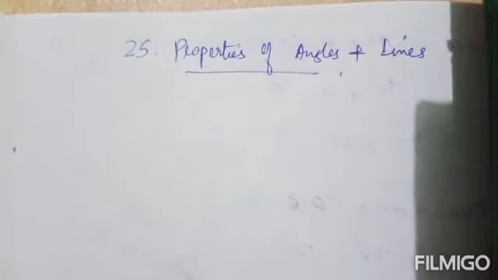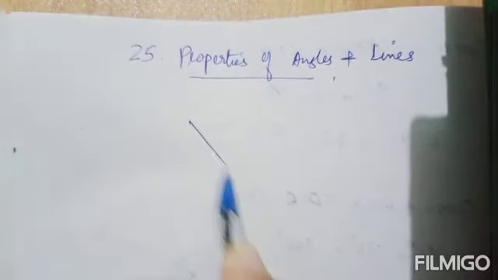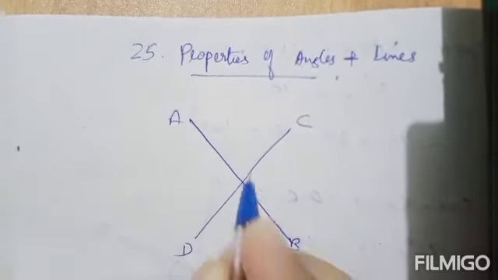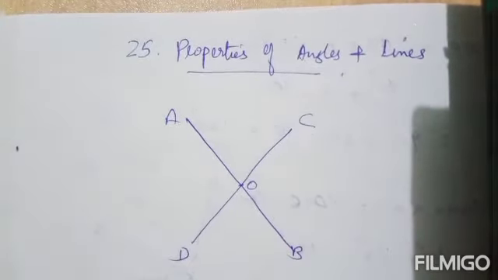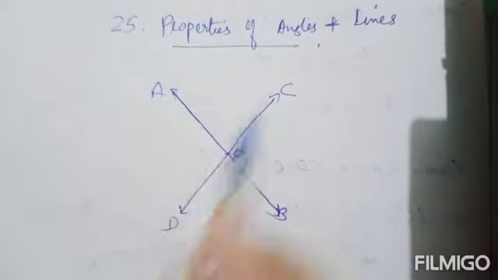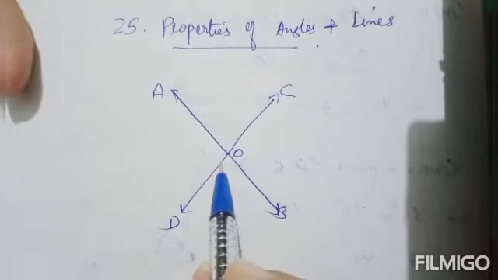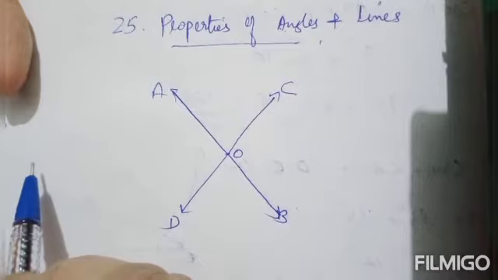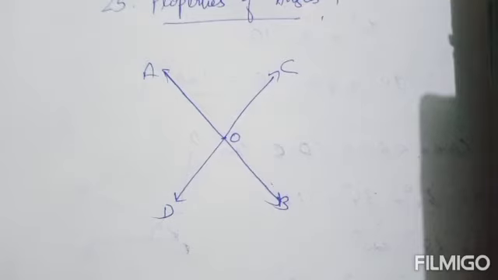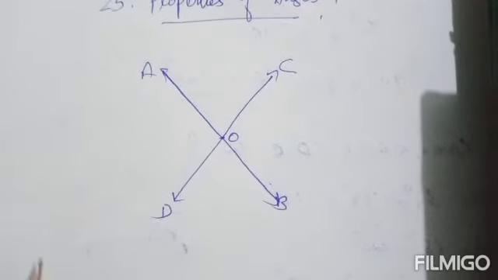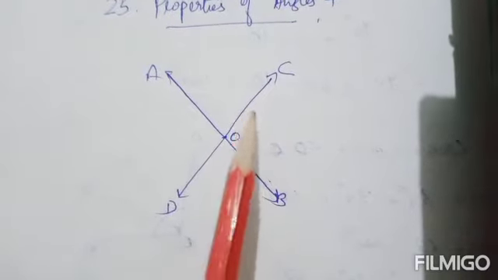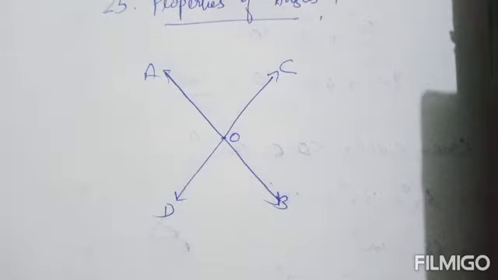Okay, so when two lines intersect, let us take these two lines AB and CD intersecting at a point O. Now when they intersect, which angles do they form? They form adjacent angles and vertically opposite angles. You know what adjacent angles are: two angles are said to be adjacent if they have a common vertex and a common arm. The other arms are on the opposite side of the common arm.